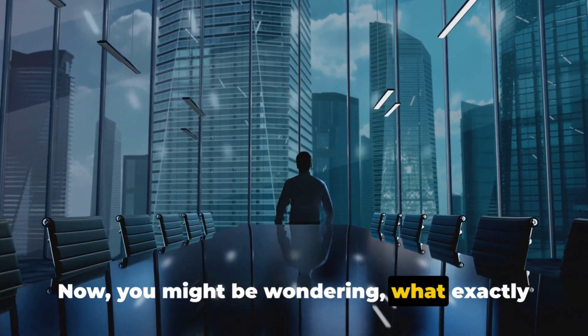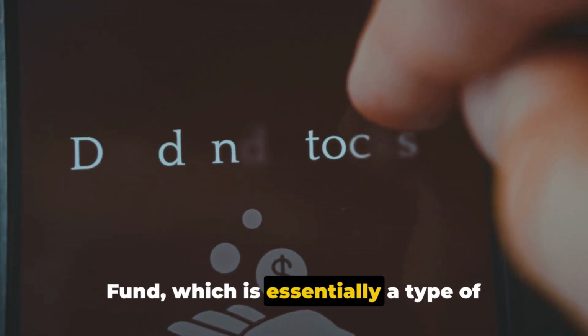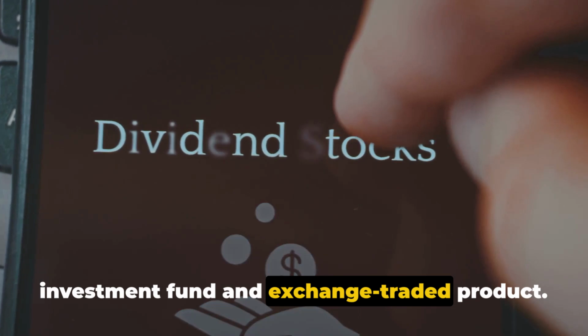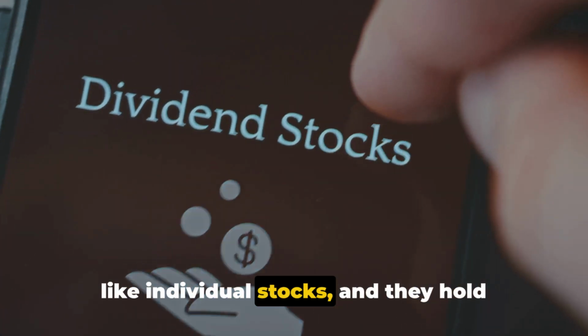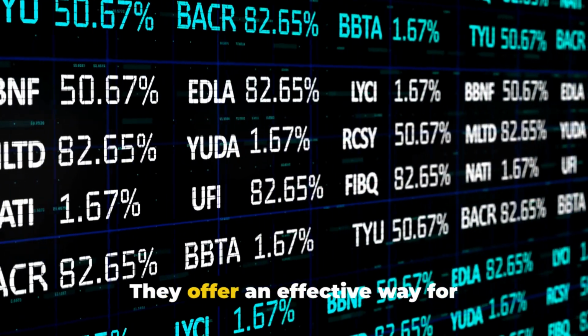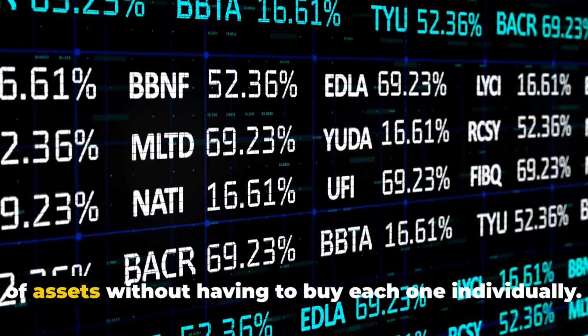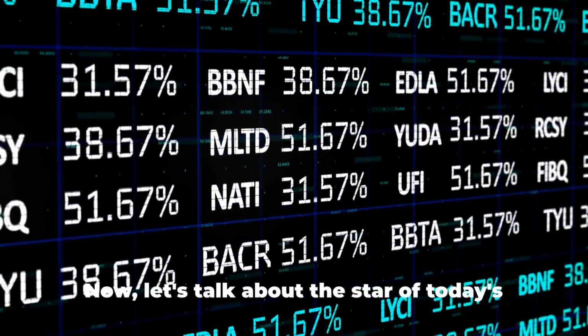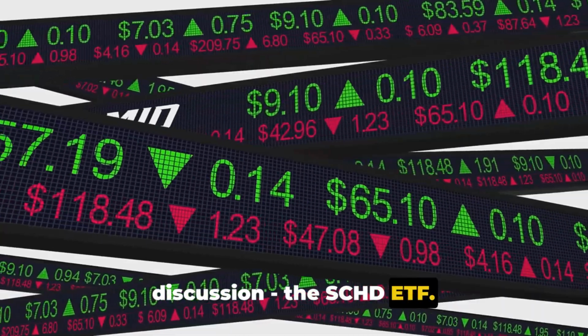Now, you might be wondering, what exactly is an ETF? ETF stands for Exchange Traded Fund, which is essentially a type of investment fund and exchange-traded product. ETFs are traded on stock exchanges, much like individual stocks, and they hold assets, such as stocks, commodities, or bonds. They offer an effective way for individuals to invest in a broad spectrum of assets without having to buy each one individually.